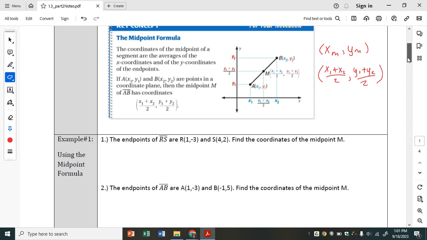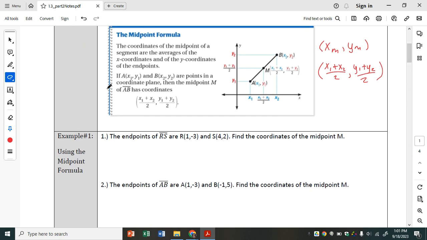So when I look at example 1, and it says the endpoints of segment RS are at 1, -3, and 4, 2, and we want to find the coordinates of the midpoint, we're going to take the points from R as x1 and y1, and the points from S as x2 and y2. So when I go to find the x coordinate and the y coordinate of my midpoint, I'm going to take 1 plus 4 and divide it by 2. And then I'm going to take -3 plus 2 and divide it by 2. This is going to give us our midpoint.